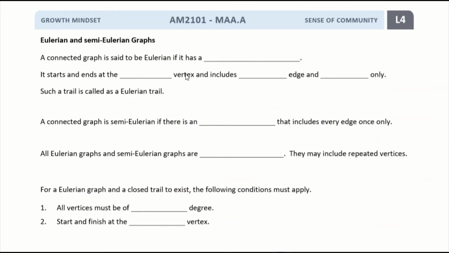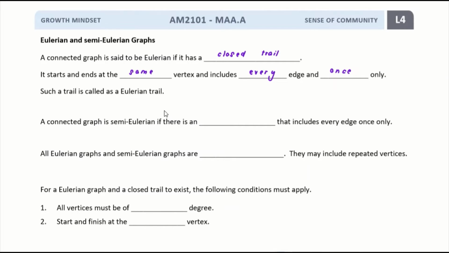Let's look at the definition in a more detailed and written way. A connected graph is said to be Eulerian if it has a closed trail. This means that it must start and end at the same vertex. Closed trail means you start and end at the same vertex. And when we talk about Eulerian, you must include every edge once only. This kind of trail is called a Eulerian trail.